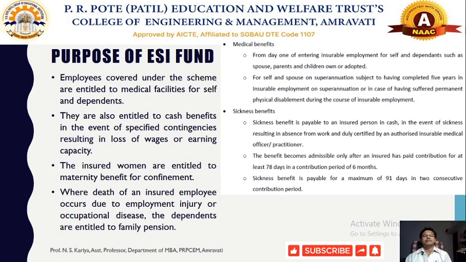Where the death of any insured employee occurs due to employment injury or any occupational disease, the ESI fund will be distributed to the dependents or other family members in the form of pension. So we came to know that the ESI fund will not only protect the individual life of the employee but also their dependents and other family members.